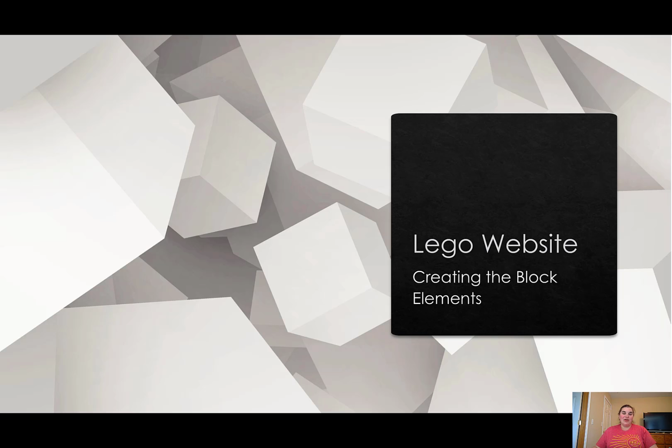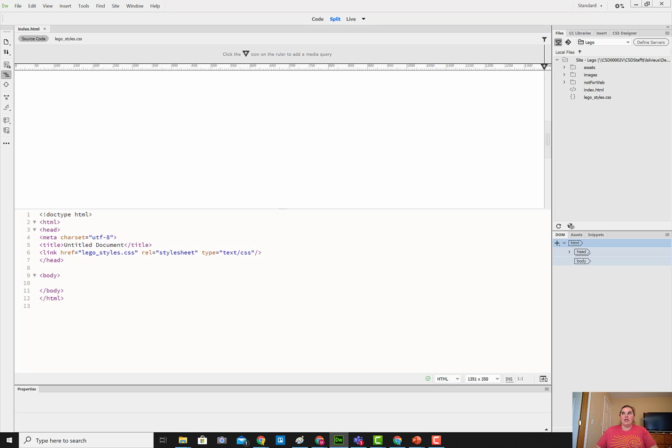Now it's time to create your block elements inside of your Lego website now that we've got an index and a CSS linked together and talking. So inside of Dreamweaver, what we're going to do is go ahead and create a set of block elements inside of our body tag.